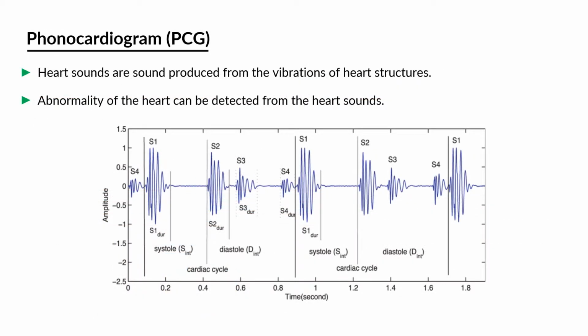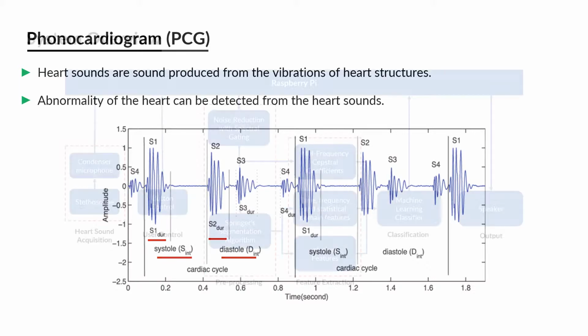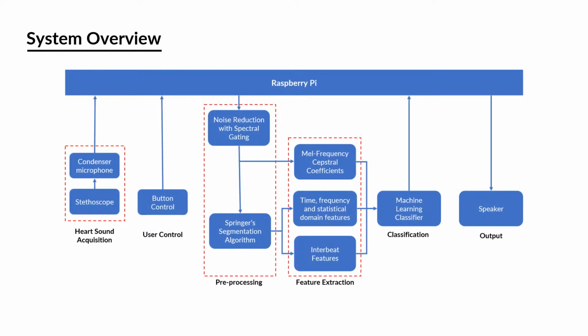Recorded heart sounds, also known as PCGs, are used to develop this device. Heart sounds are sounds produced from the vibrations of heart structures when blood is flowing through them. An abnormality of the heart sounds indicates abnormality within the heart structure itself. The PCG recording can be broken down into four segments: S1, systole, S2, and diastole, where S1 and S2 are the fundamental heart sounds.